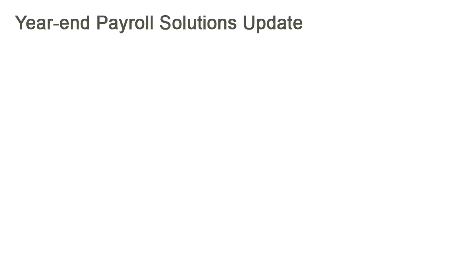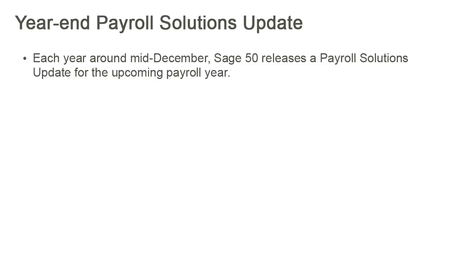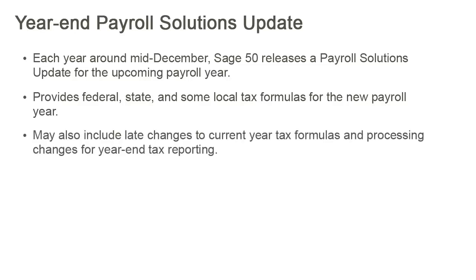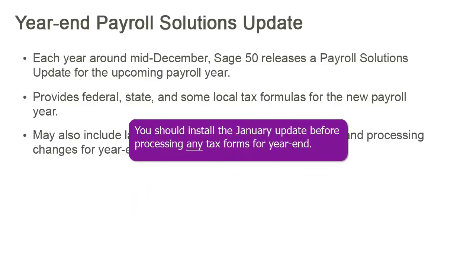during a given year. Each year, around mid-December, Sage 50 releases a Payroll Solutions update for the upcoming payroll year. In addition to providing new federal, state, and some local tax formulas for the new payroll year, the year-end Payroll Solutions update may include late changes to current year tax formulas and processing changes for year-end tax reporting. You should install the January update before processing any tax forms for year-end.